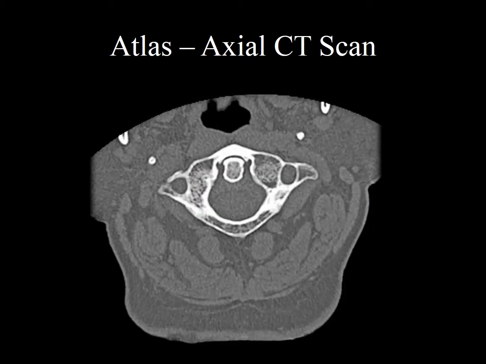And this is just a CT scan of the atlas, axial view. We're looking to see if there's a big space through here. People with psoriatic arthritis or Down syndrome, their transverse ligament is a little unstable, and so that can increase the space through there, which would be a sign of instability and not good.